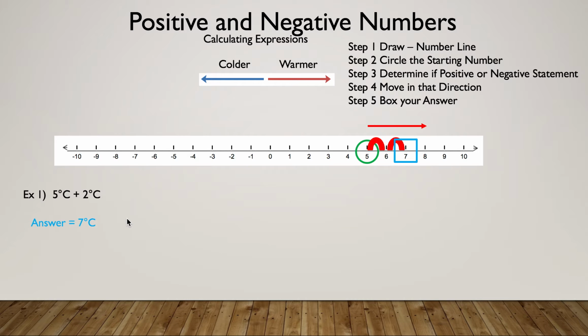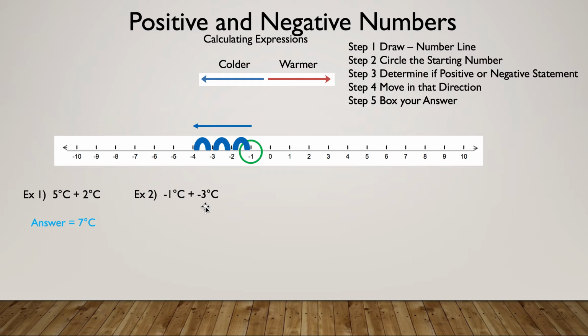And let's take a look at case 2. In this case, our starting number is negative 1. Circle it. Determine if it's a positive or negative statement. Since we are adding water to the fire, it's going to get colder, so we're going to go left. And we're going to move 3 times. So 1, 2, and 3. We're going to box the answer, and then we're going to write down the answer. It's negative 4 degrees.